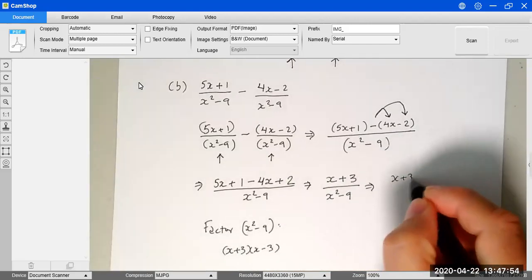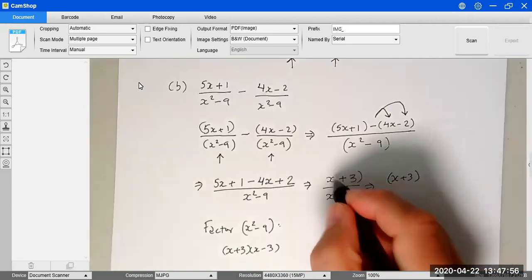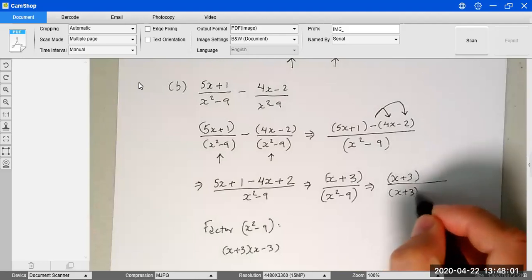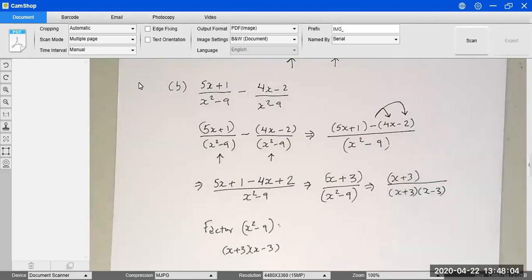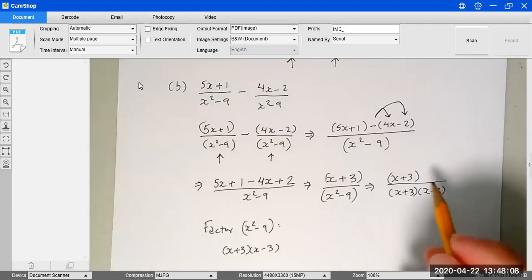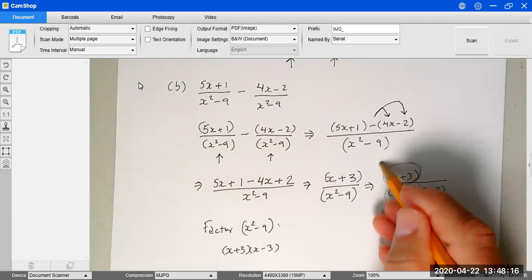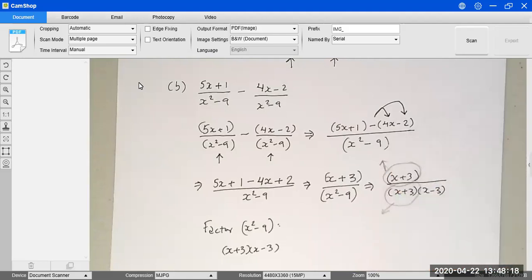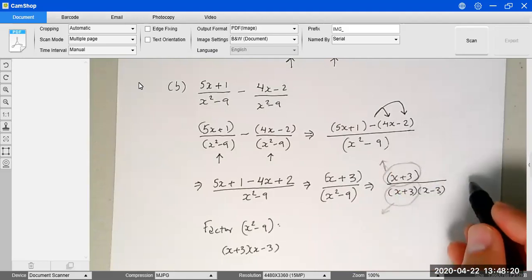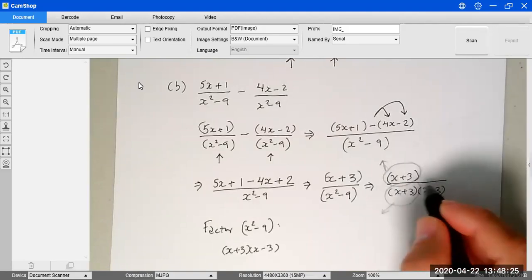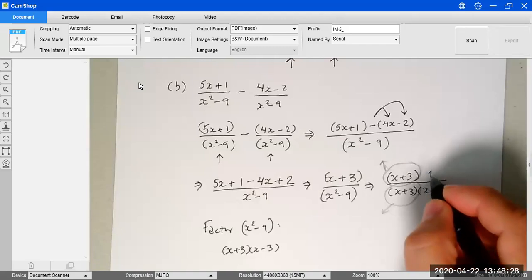So I have x plus 3. I'm going to use a parenthesis. Don't forget the parenthesis. And here you're going to get x plus 3 times x minus 3. This is the case where some students get confused, because you're going to remove this x plus 3 and this x plus 3. So it seems that you are ending up with only x minus 3, and some people write x minus 3 as the final answer, but that's not the right answer, because the numerator still has a factor, which is 1.